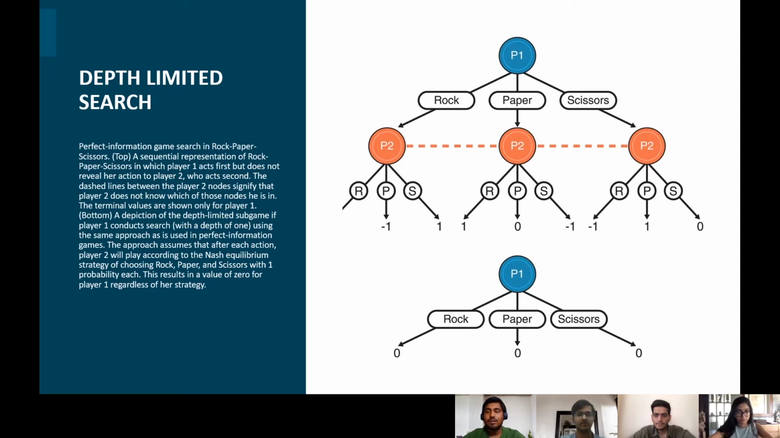If we were, for example, to throw rock with 80% probability, then player 2 would shift to a different strategy of always throwing paper, and the value of rock would drop to become -1. And so this idea of assigning unique values to leaf nodes works in perfect information games, but it does not work when you go to imperfect information games.